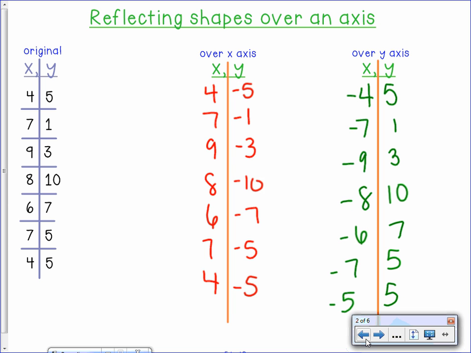Why did they pick X and Y? That's a great question. Why not A or B, or Z and Y? That's just kind of the way reflections work. You just kind of flip the image around.